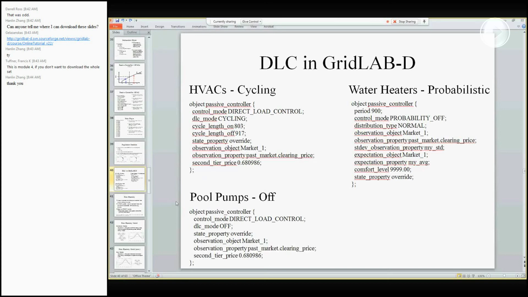The other one we've worked on is pool pumps. This is a very, very simple approach to this. It was a little bit of an off-the-cuff first try at it. So in our object zip loads, we've created a cycling model that allows you to set the duty cycles and run times to make it look like a pool pump, and try to operate it in a way that's similar to those. And then this effectively lets you perform direct load control in it. So there's a couple different modes of operation. In this case, DLC mode off.